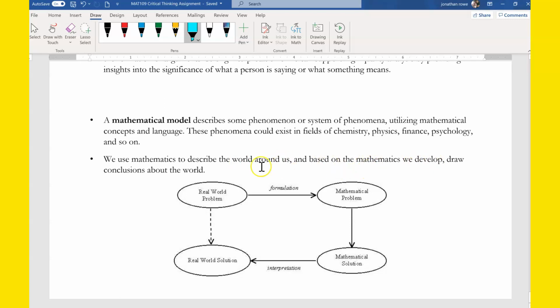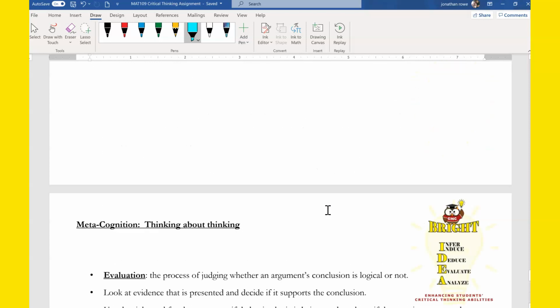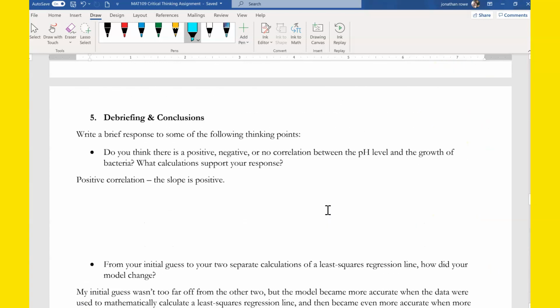Based on the mathematics we draw conclusions about the world. So you go from a real world problem to formulating a mathematical problem related to that. Then you get a mathematical solution, and your interpretation leads to a real world solution from that mathematical solution, and you make sure that the real world problem and the real world solution match up based on the math and based on the real world context. And that is the end of this critical thinking assignment.